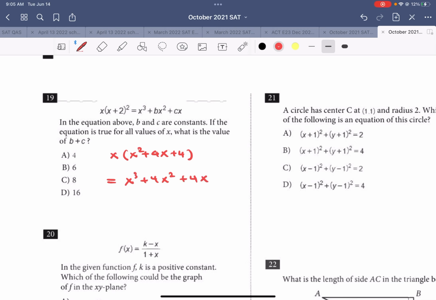Now you compare that with the right-hand side. So you know b equals 4, then c is 4. So when you add up, 8. Okay, compare those numbers. So you can find out b and c after you expand.